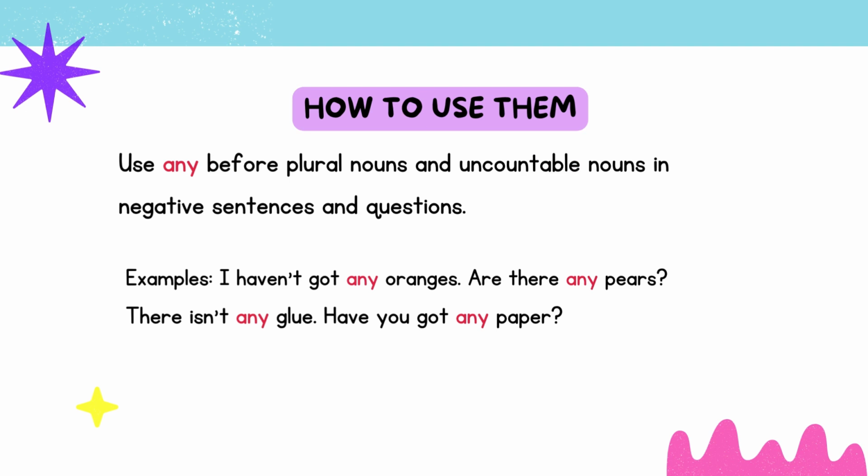How to use them. We use any before plural nouns and uncountable nouns in negative sentences and questions. I haven't got any oranges. Are there any pears? There isn't any glue. Have you got any paper?